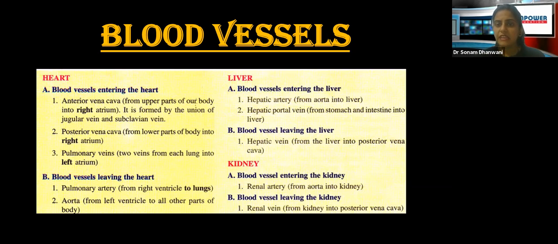Blood vessels leaving the liver, ऊपर वाले जो थे they were entering the liver. Now the blood vessels leaving the liver are hepatic veins. Okay, just keep this in mind, very easy to remember. There is going to be no confusion, but you need to keep these in mind. All right, next thing is the blood vessels entering the kidney is the renal artery, blood vessel leaving the kidney is the renal vein. Simple, easy.